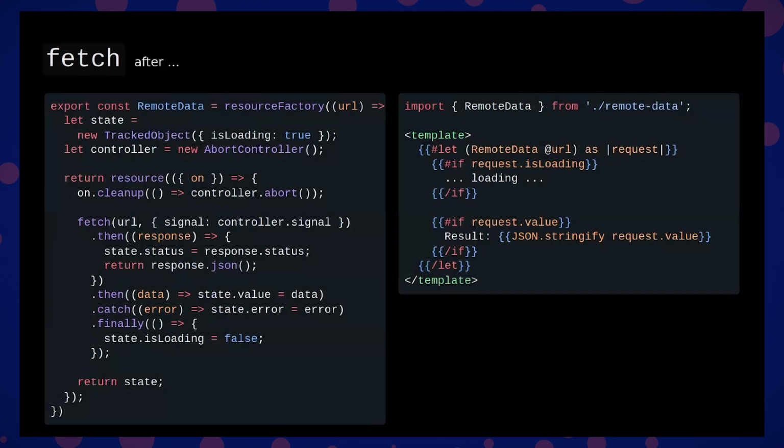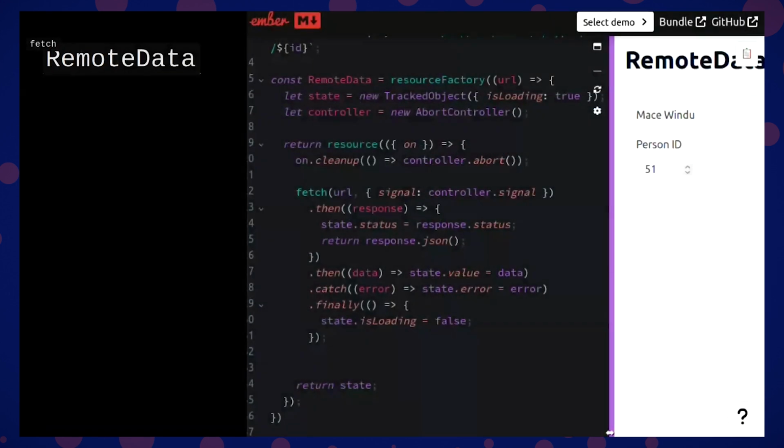So when using resources, we can co-locate and focus on a single responsibility. This code doesn't scroll, and we can handle all the capabilities mentioned before: loading state, error state, reactively responding to URL changes, and canceling the request when we no longer need it. Here's the demo, which, there we go.